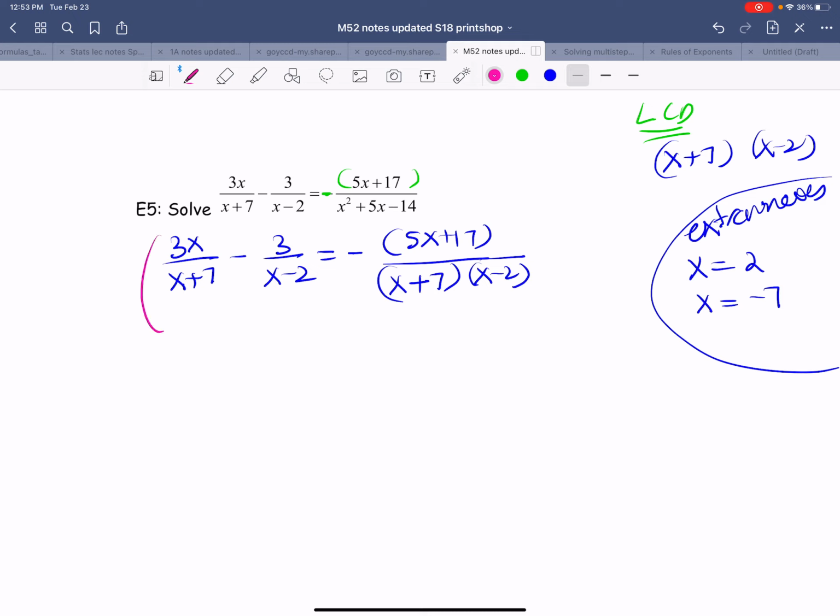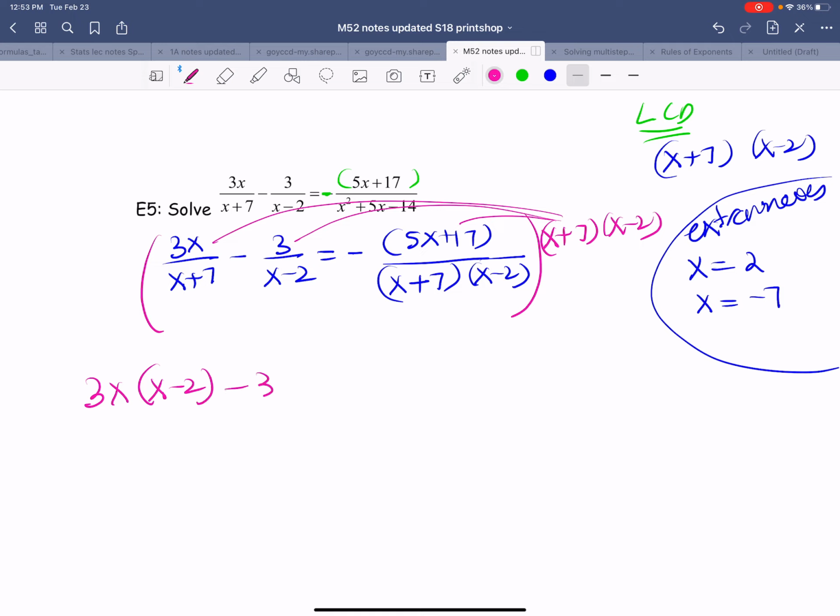Once we have found the LCD, we are going to multiply both sides of the equation with that LCD and distribute that into every single fraction inside. So I'd be left with 3x times x minus 2 because x plus 7 will cancel. 3 times x plus 7 because x minus 2 will cancel. 5x plus 17 only because both the denominators will cancel. Both factors in the denominator will cancel.